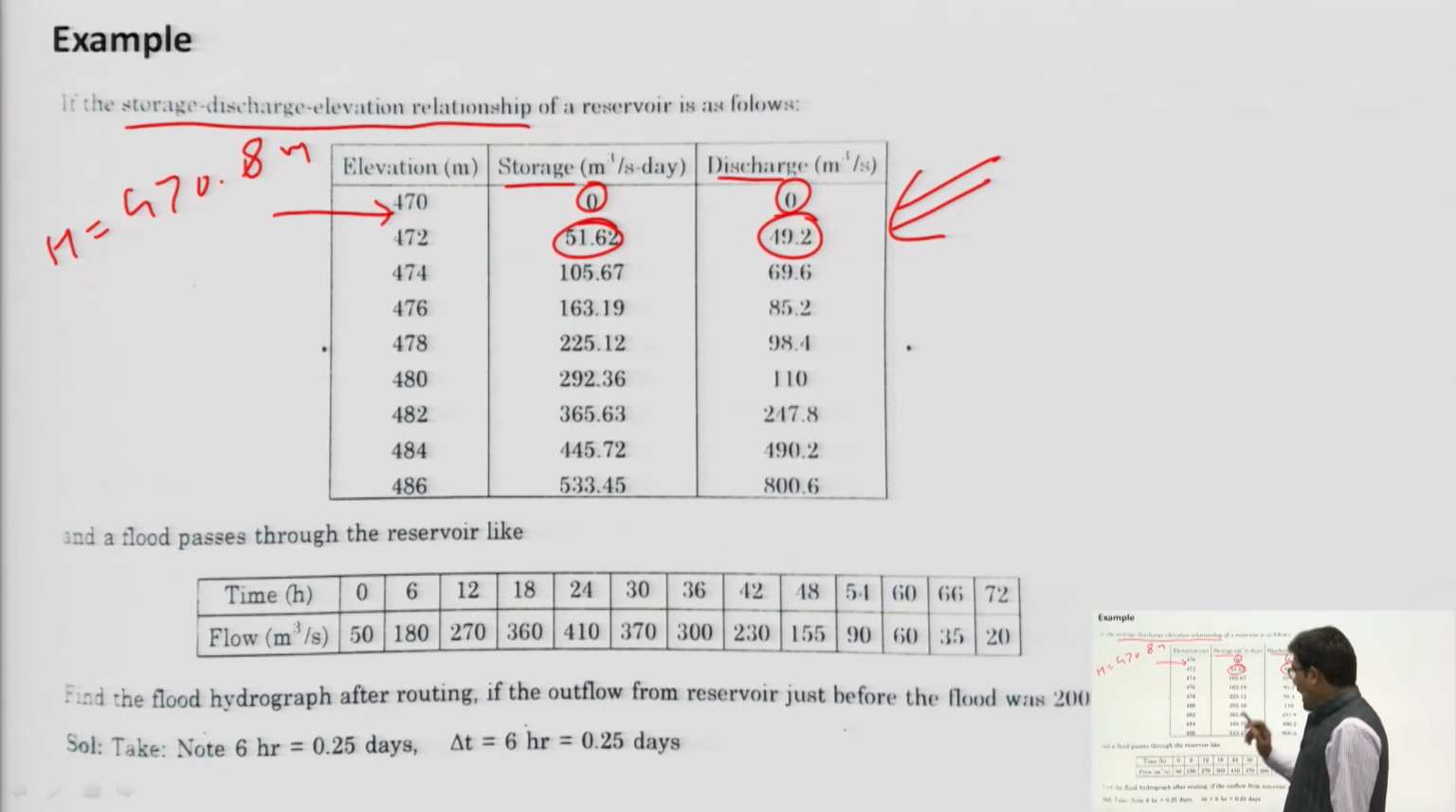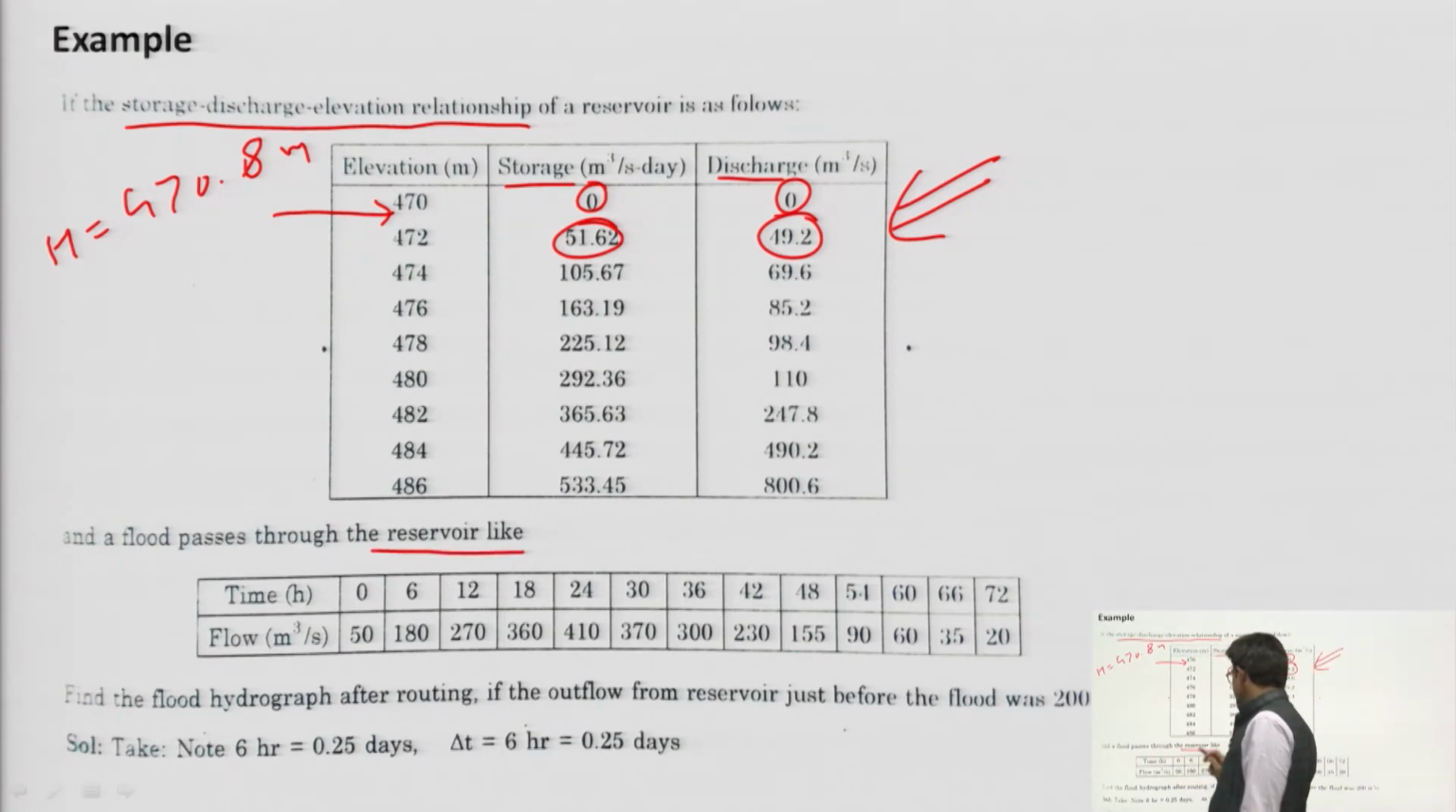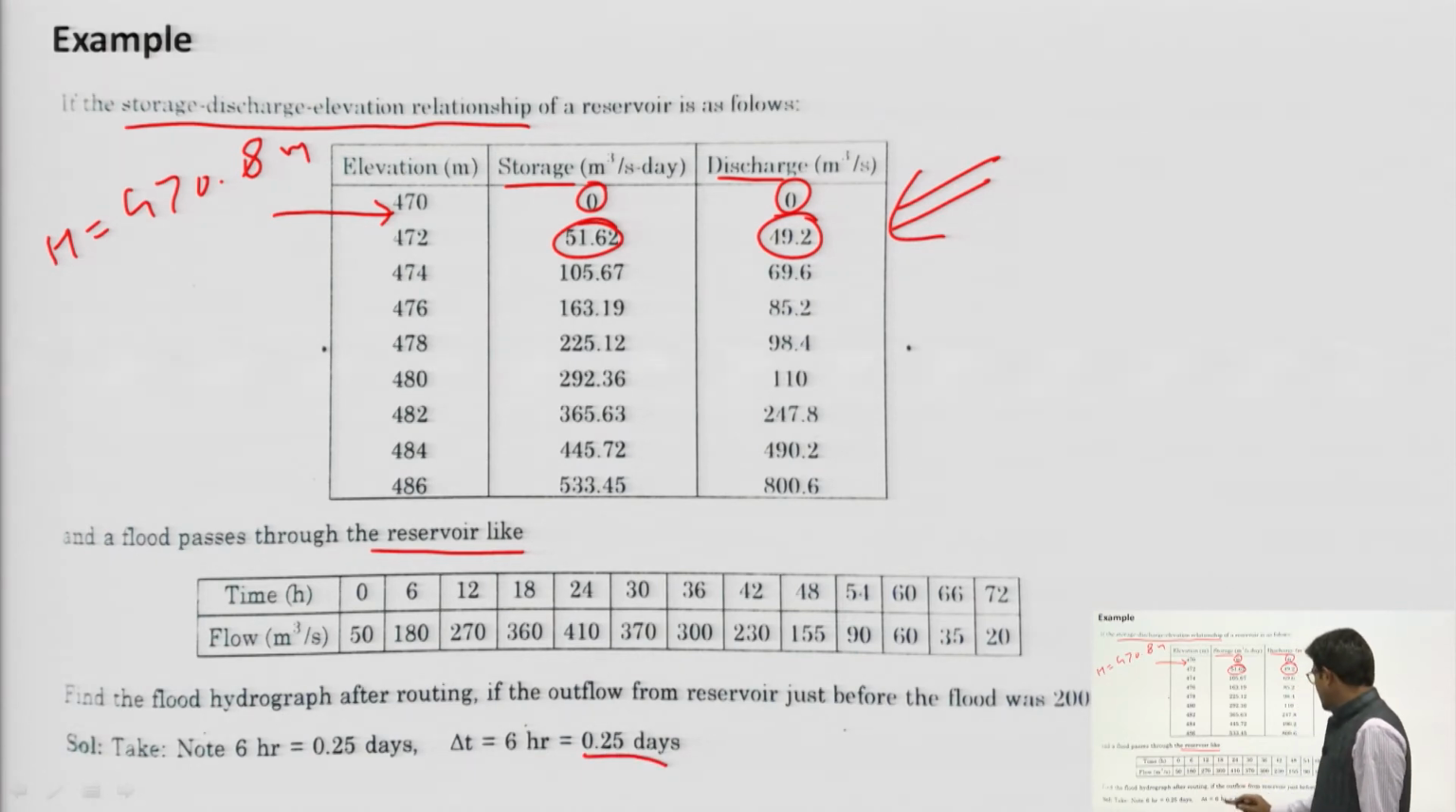And a flood passes through the reservoir. This is the input hydrograph, the inflow hydrograph. Time and flow are given, and the duration is 6 hours. Storage is given in days, therefore the time in days, 6 hours means 0.25 days. 6 by 24 means 0.25 days.